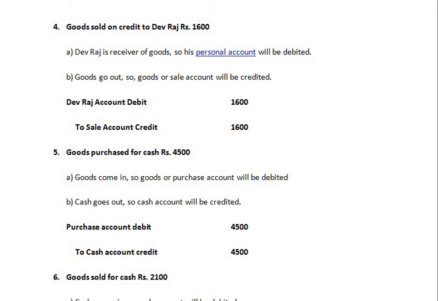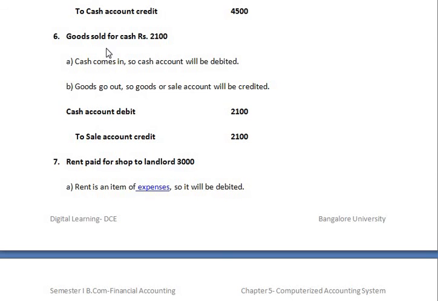Next one is goods sold for cash rupees 2,100. Cash account debit. Cash is coming in. Goods is going out. So sales account is credited here.